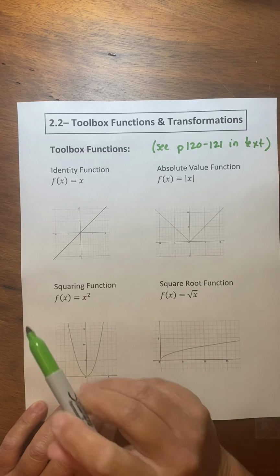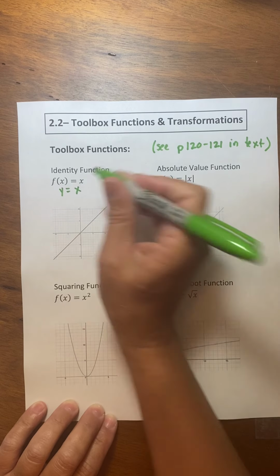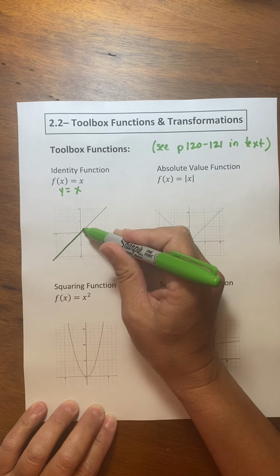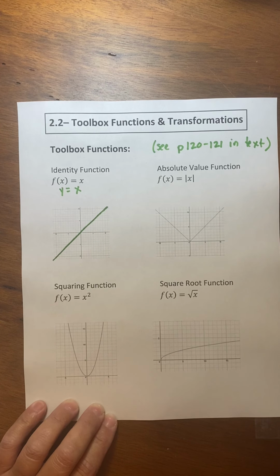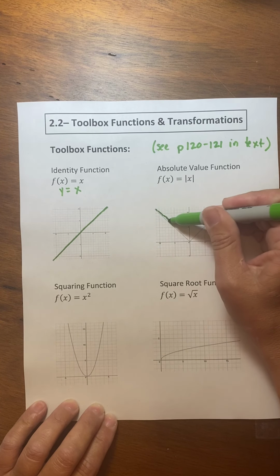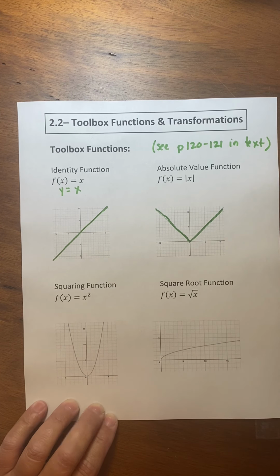But the first one is the identity function, f of x equals x, or just simply y equals x. And y equals x is the diagonal line passing through the origin in the first and third quadrant. You can make a table of values and see that the input produces the same output. Absolute value function, y equals the absolute value of x, is just our V that goes to the origin in the first and second quadrant.